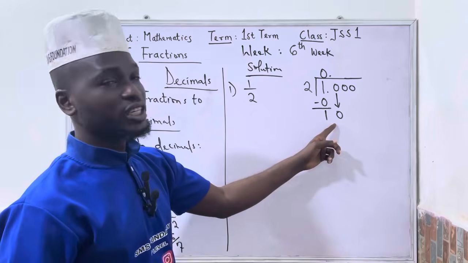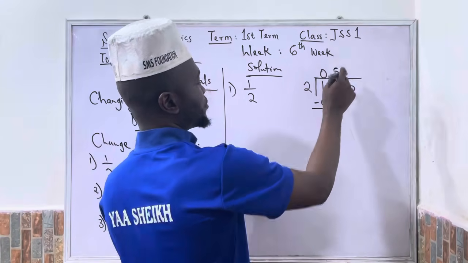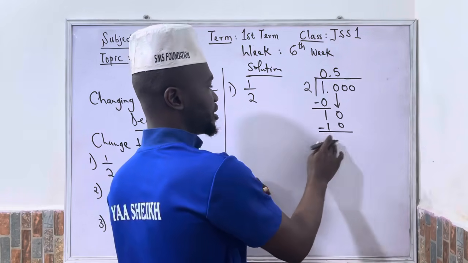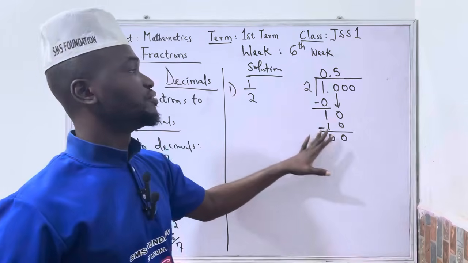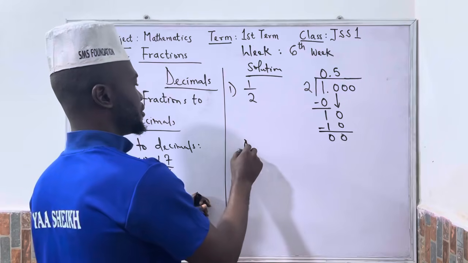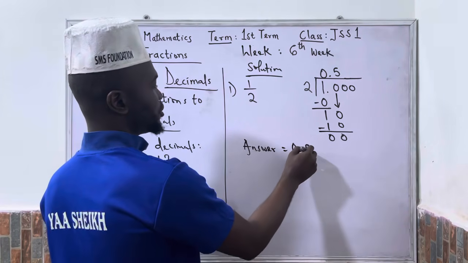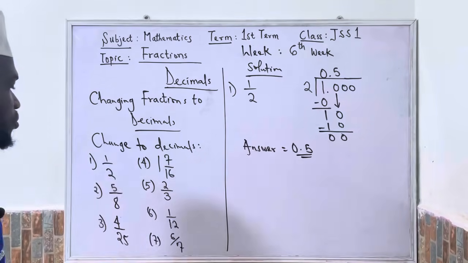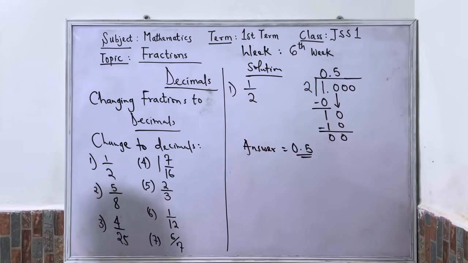How many 2 can I get from 10? That is just 5. Then you do 2 times 5, that is 10. Subtract. So 10 minus 10, that will just give me 0. So this is the final result. So the answer for this is 0.5. You can see how easy it is. Very good. Okay, let me do the second one.